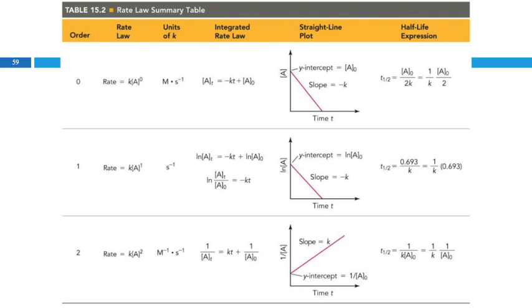Table 15.2, rate law summary table. Super useful, okay? You might want to take a screenshot of it so you can look at it whenever you want to, right? This has all the stuff we talked about. So it's got rate laws for the 3 orders, the units, integrated rate laws, what will give you a straight line plot, and the half-life expressions.